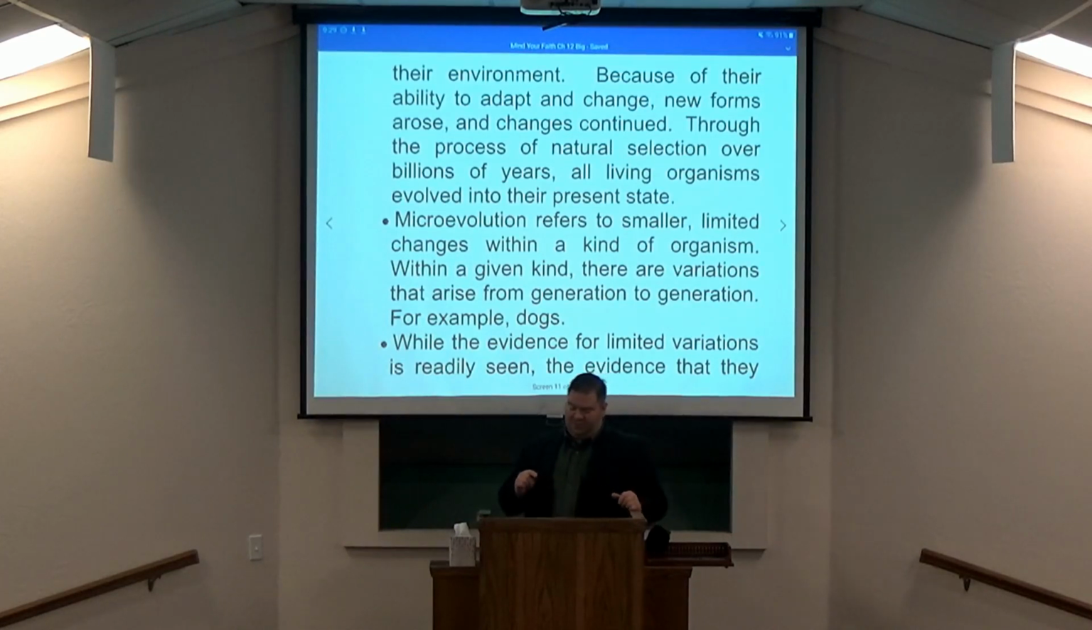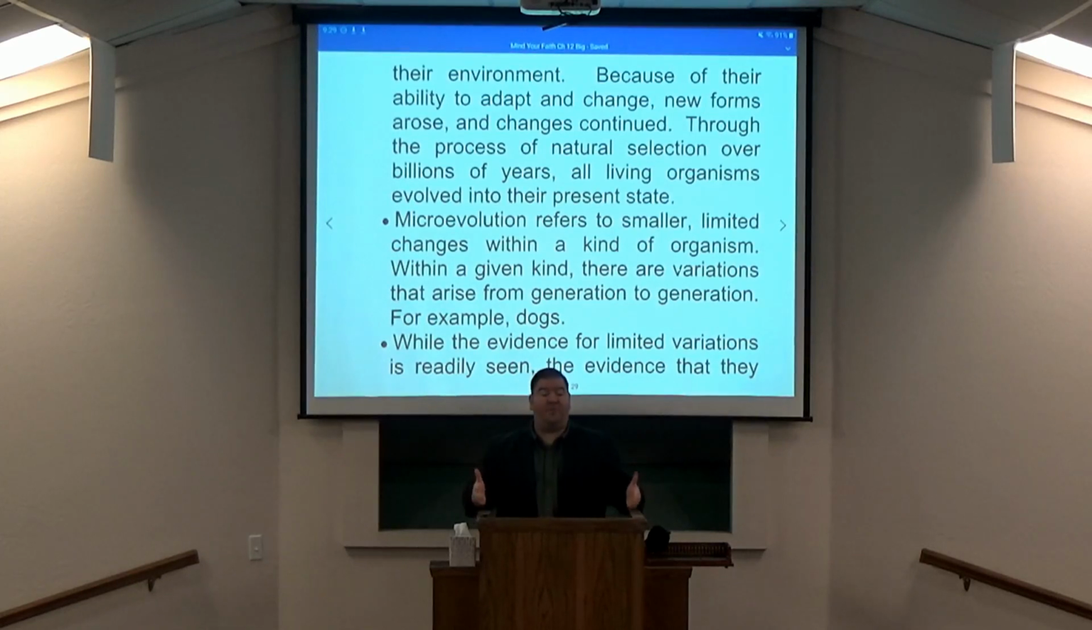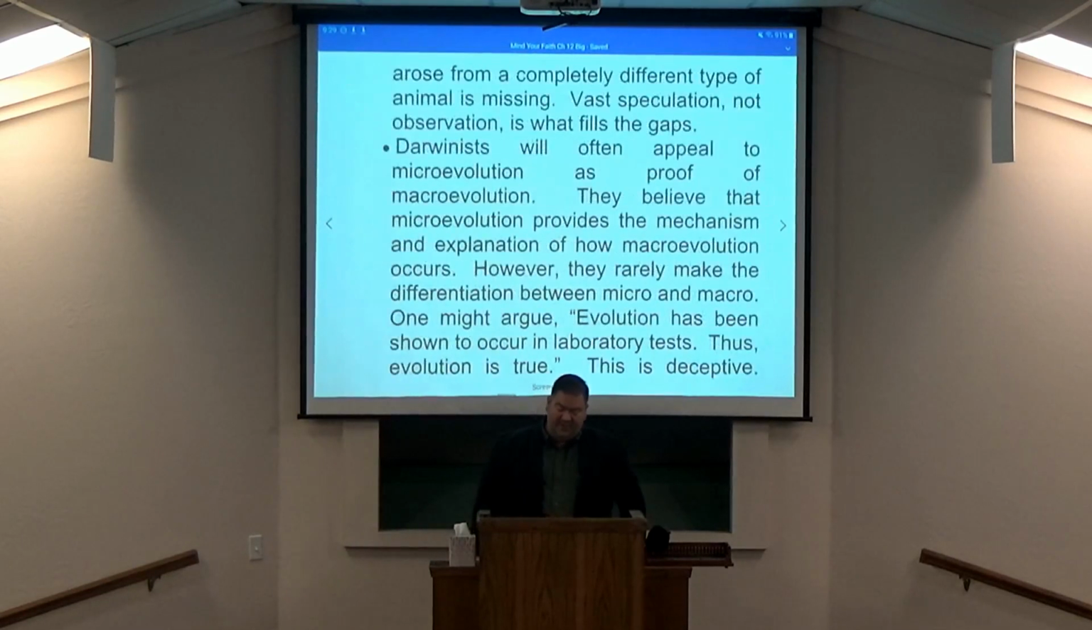Microevolution refers to smaller, limited changes within a kind of organism. Within a given kind, there are variations that arise from generation to generation. For example, dogs. We've got tons of different breeds of dogs. But are they still dogs? Yes. We have different breeds of cats, but they're all cats. They're all still in their same kind or their same form, even though they have variations within that form. While the evidence for limited variations is readily seen, the evidence that they arose from a completely different type of animal is missing.